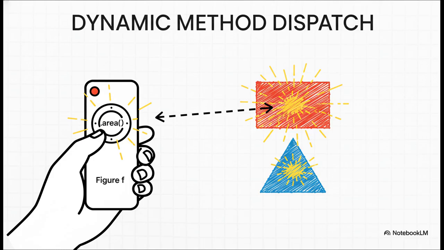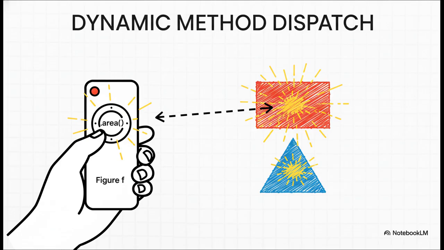So, what's really happening here that makes this so powerful? Well, the figure class now acts as our enforcer. It guarantees every shape will have an area method. And here's the coolest part. We can have a variable of type figure, but have it actually point to a rectangle object.